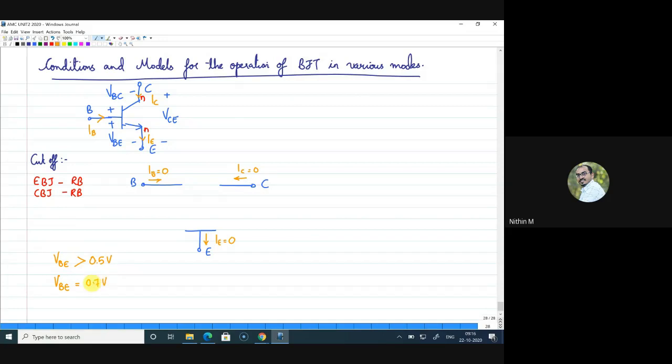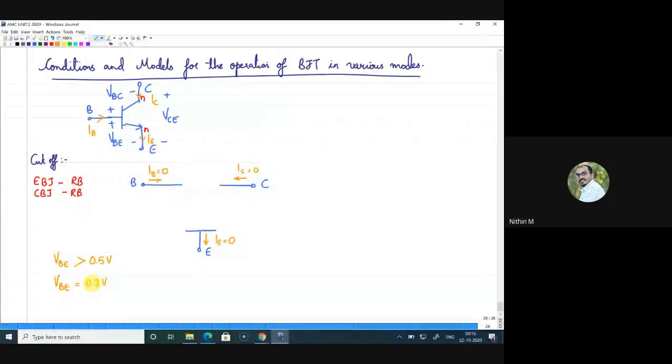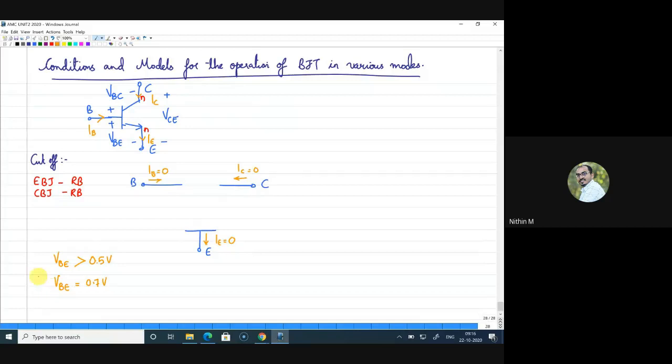That is what probably most of you have done in the numericals also. The VBE should be at least more than 0.5 for a current to flow across the PN junction. And the typical value we'll take is VBE as 0.7. With that, since this junction is reverse biased, I will mark this point as VBE less than 0.5. Right, so VBE is less than 0.5 in this case.